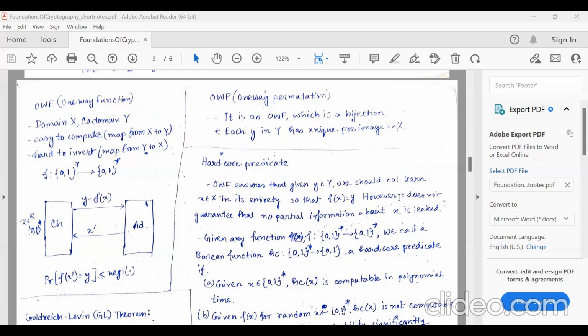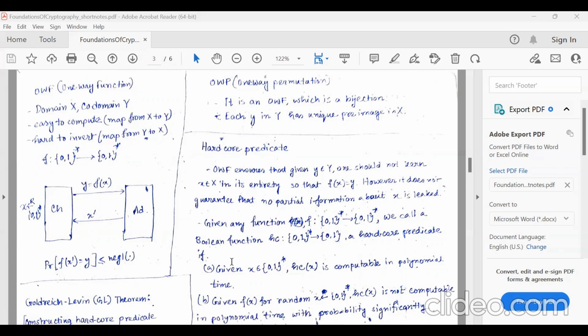It says that given any function f, we call a Boolean function, denoted HC for hardcore predicate, HC, which maps any length bit string to some Boolean value 0 or 1. So it is a Boolean function, this hardcore predicate. HC is called a hardcore predicate if, given x, HC of x is computable in polynomial time.